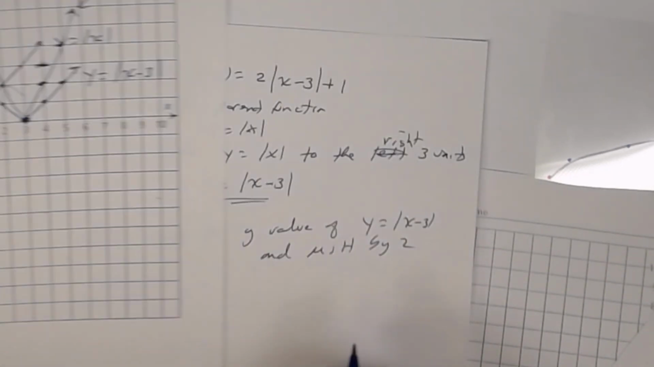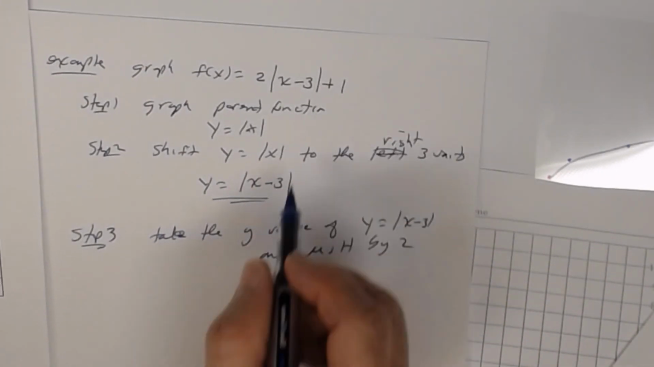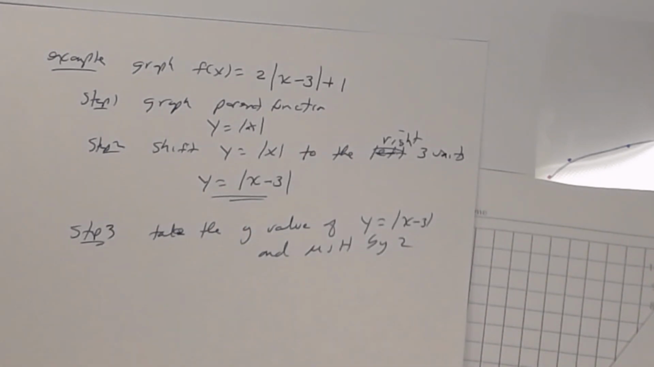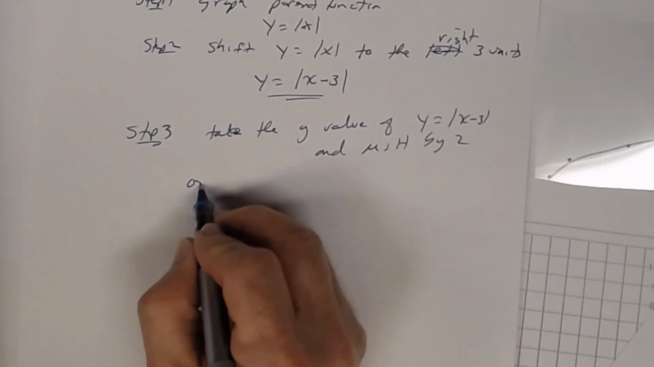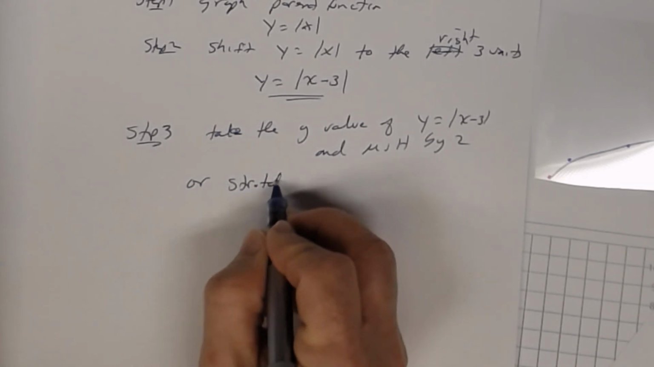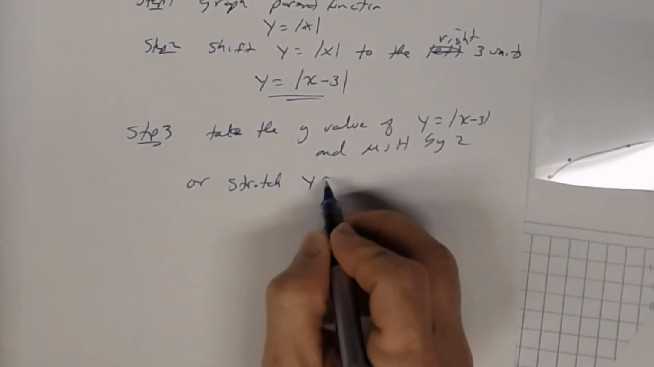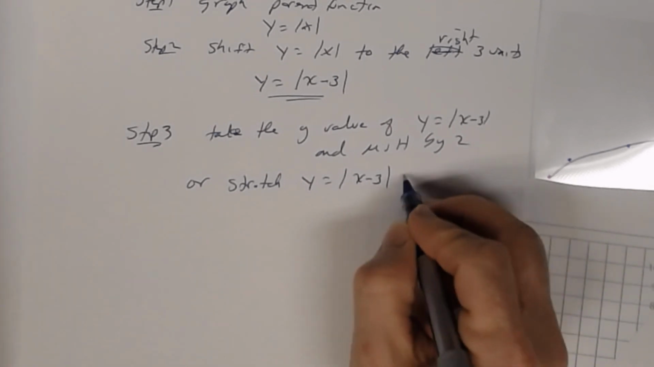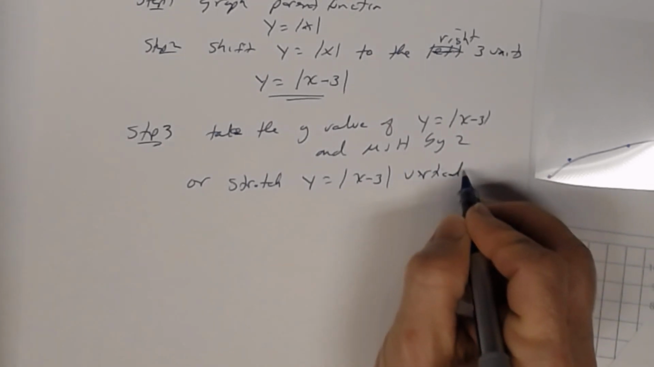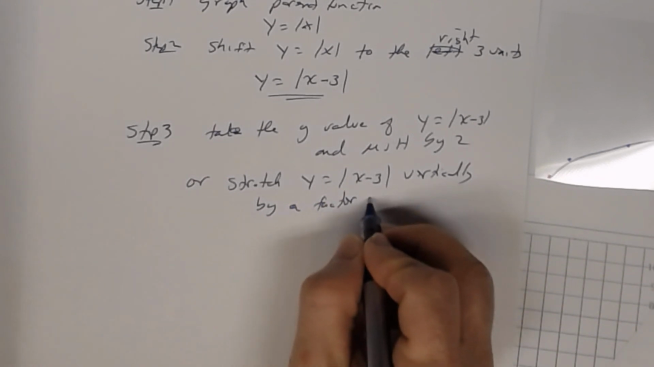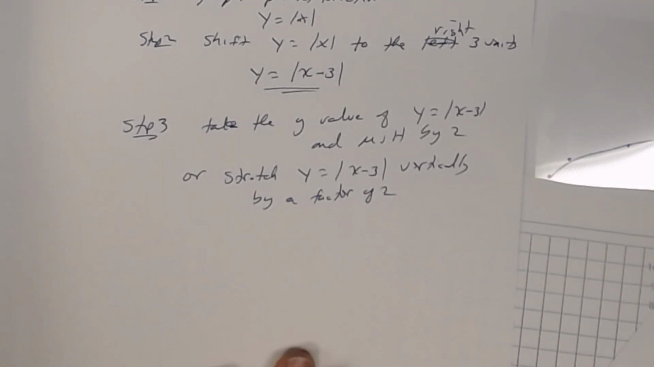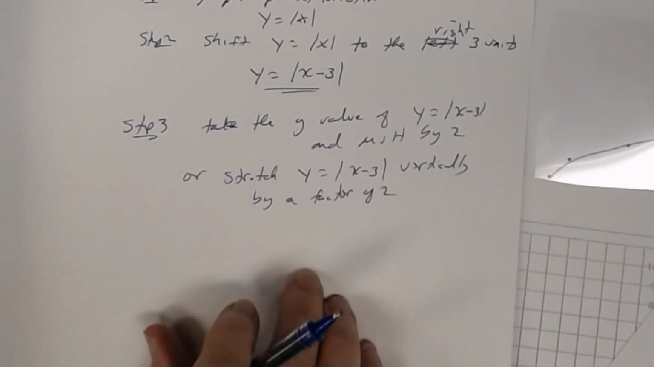And then finally, look, you're going to shift it up 1 unit. So step 4. Oh, and by the way, you could also say this. You could also say stretch y equals absolute value of x minus 3 vertically by a factor of 2. Means the same thing. Those two mean the same thing.